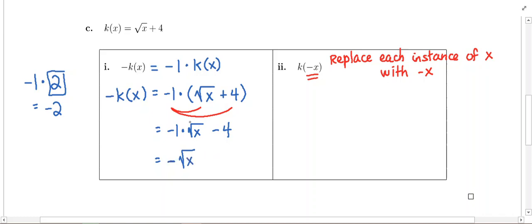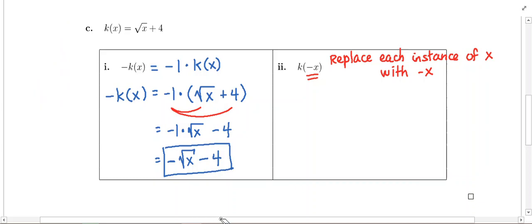Okay, so that's how you handle this piece, and then don't forget to tack on the minus 4. Okay, that minus 4 is not inside the square root, so make sure you write it such. Okay, so here is the final answer. Okay, all right, so now let's move on and take a look at part 2.